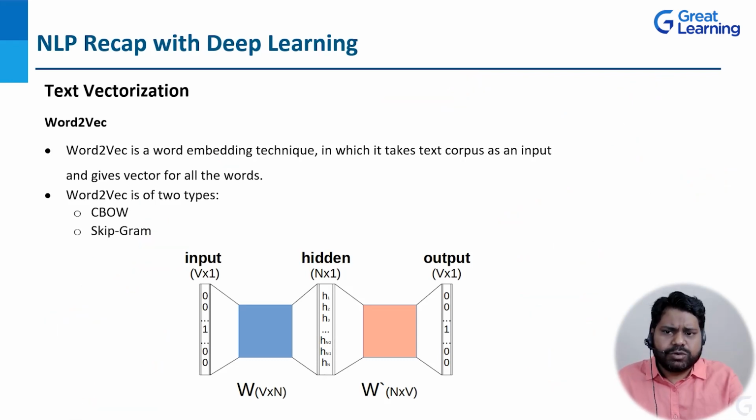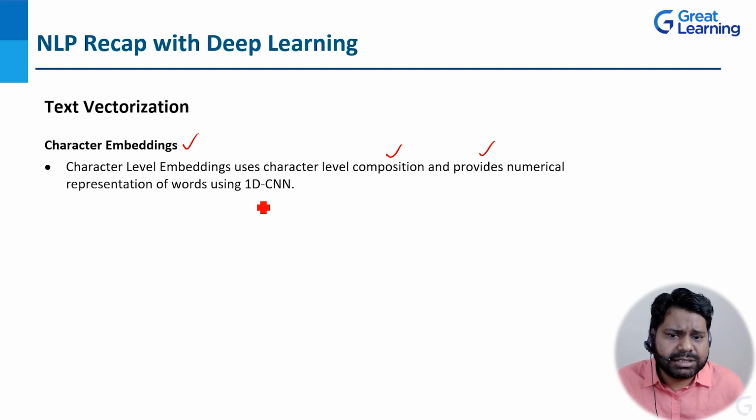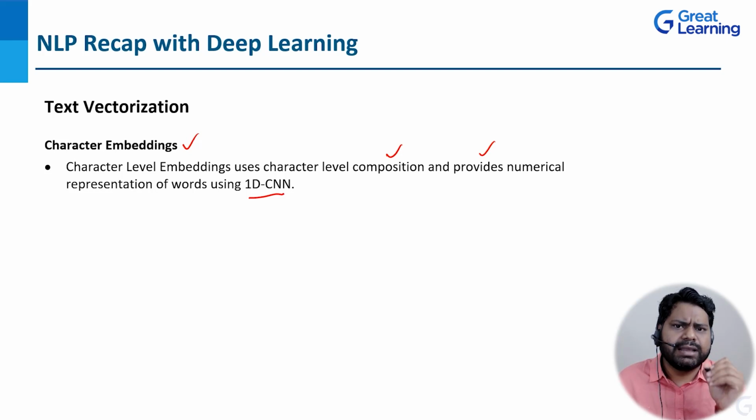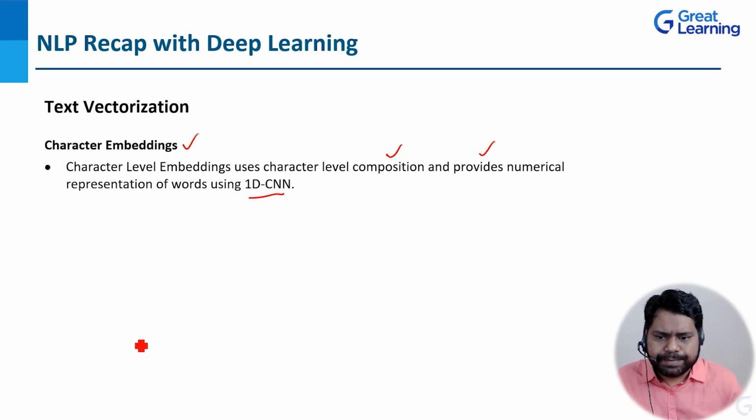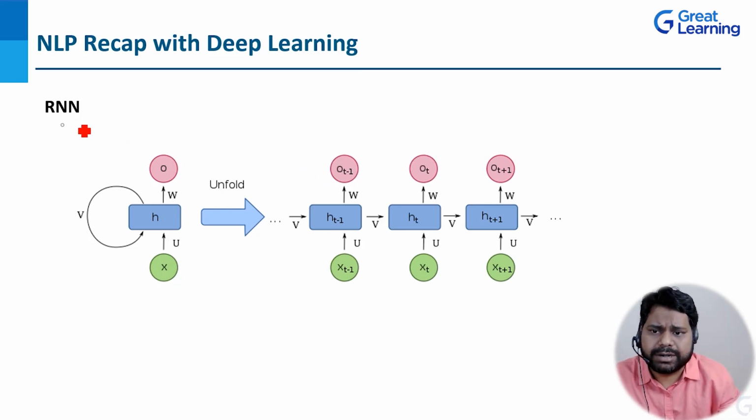Okay, now let's move on to our next topic, that is character embedding. Character-level embedding uses character-level composition and provides a numerical representation of words using a one-dimensional convolutional neural network. Okay, now let's try and understand what is RNN. RNN stands for recurrent neural network.